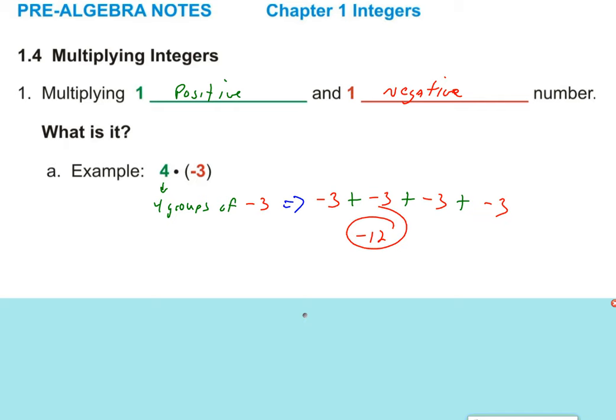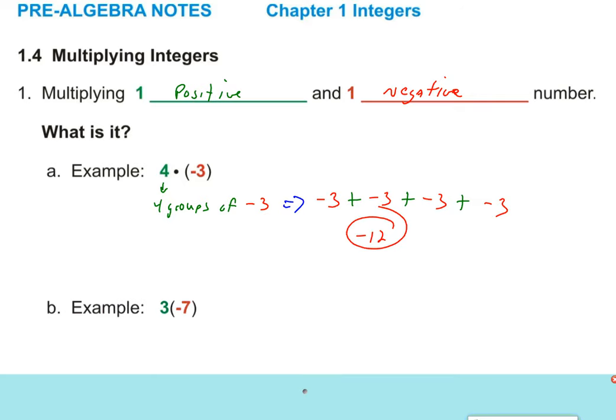A positive times a negative is a negative because you're figuring out how many groups of those negatives you have. 4 times negative 3 is exactly the same as negative 3 plus negative 3 plus negative 3 plus negative 3. 4 groups of negative 3. That's what's going on. And this positive times this negative gave us a negative.